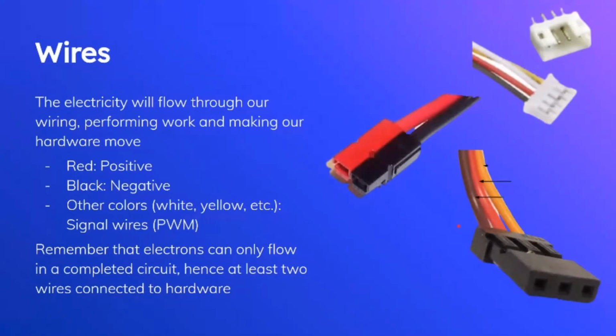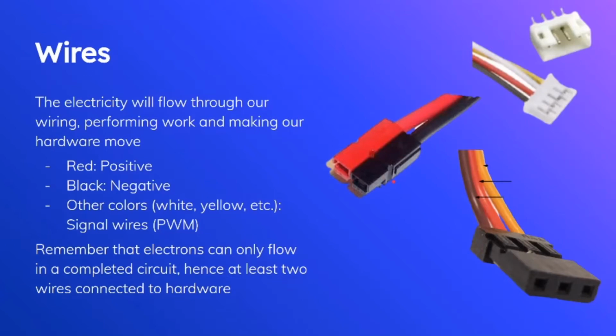So now we're going to go over wires. The electricity will have to flow through something. It's going to be our wiring, performing work and making our hardware move. Inside of these wires, our conductors are like copper, not really gold. Gold is more in expensive things like our phones. They actually have a little bit of gold in them because it's really good at conducting electricity. Anyways, the wires are color coded. The red wires are positive charge and the black are negative. And the thing about electricity is that it doesn't flow until there's a complete circuit.